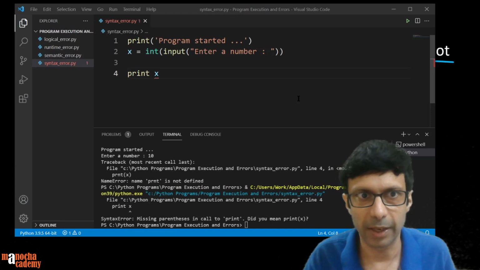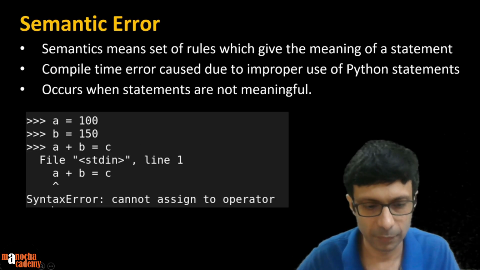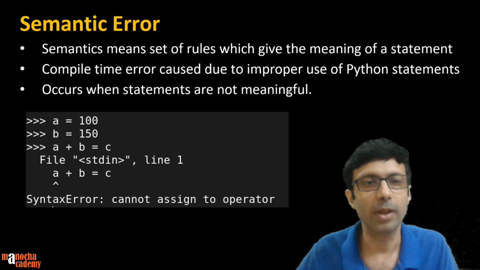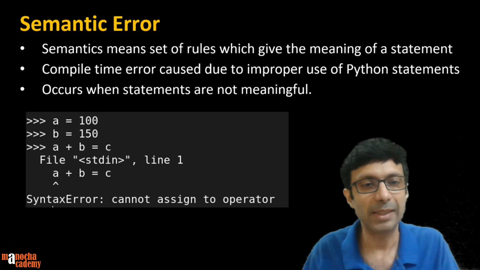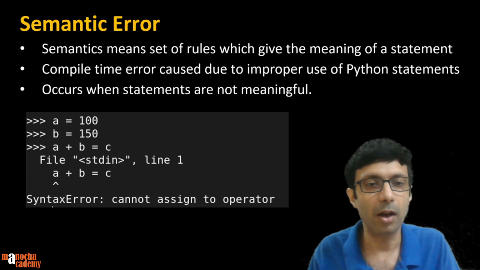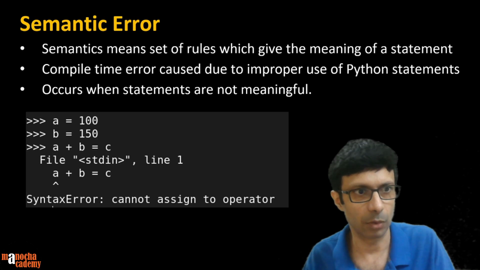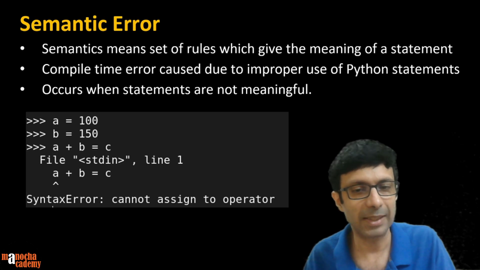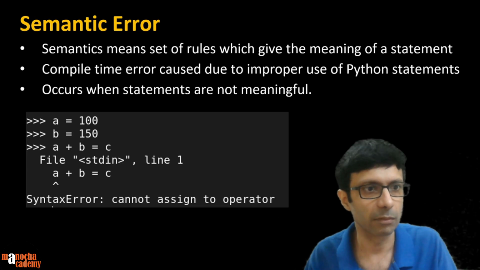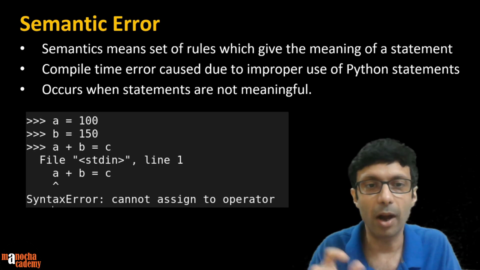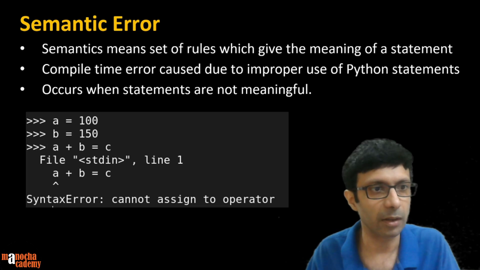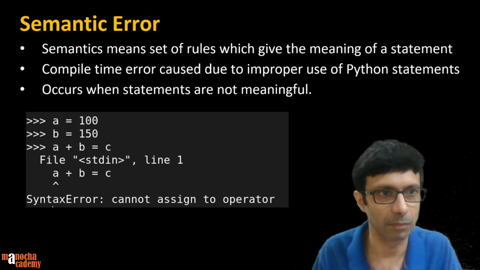Now let's take a look at the next type of error. We have semantic error. What is the meaning of semantic? If I say something like Virat plays cricket, that's correct. But if I say something like cricket plays Virat, is that second sentence correct? Grammatically it's correct, right? Virat plays cricket, cricket plays Virat. So if we look by syntax, they are fine, but by semantics I'm not making any sense.